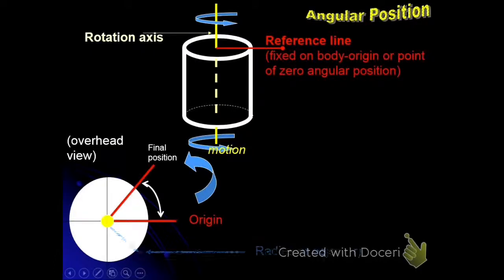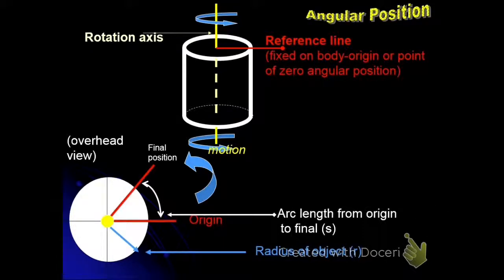So now that we're looking at it overhead, we need to understand that it's going to have some sort of radius, and then as it spins, it's going to trace out some distance. That distance on the outside of the circle is called the arc length, and we abbreviate that with an S. So we've got S and R, and we're going to go back to something you might remember called radians. When the radius of the circle is equal to the arc length that it sweeps out, that is defined as 1 radian.